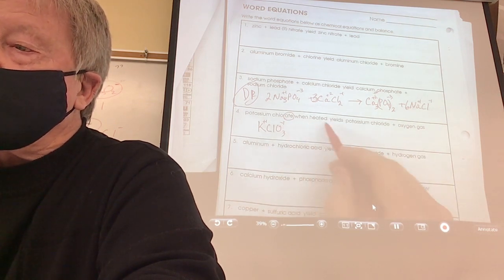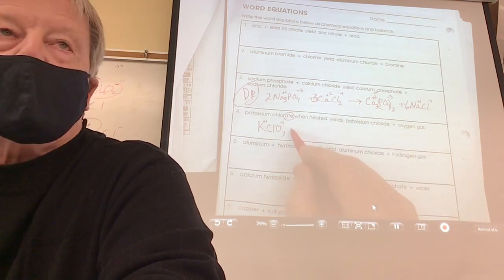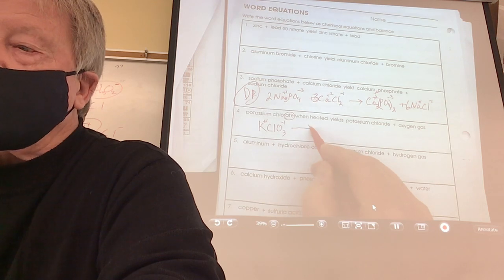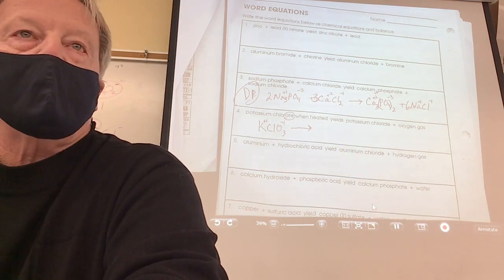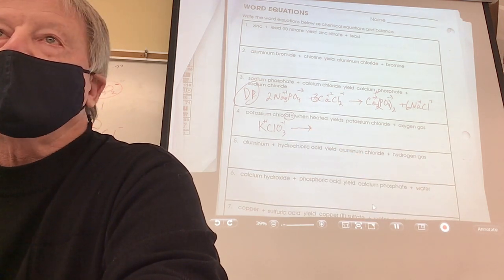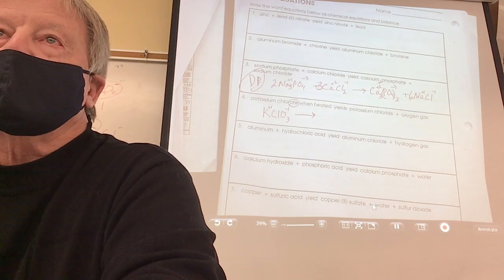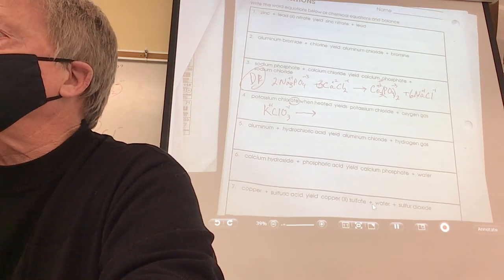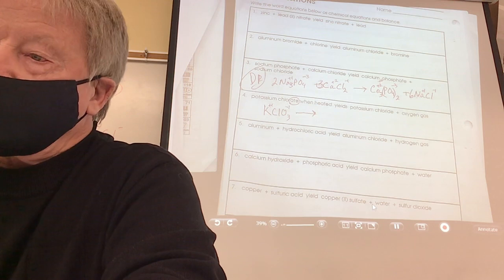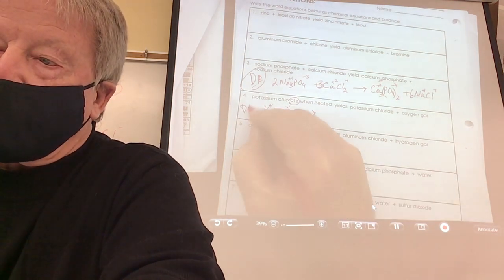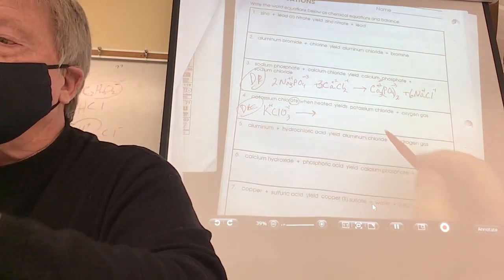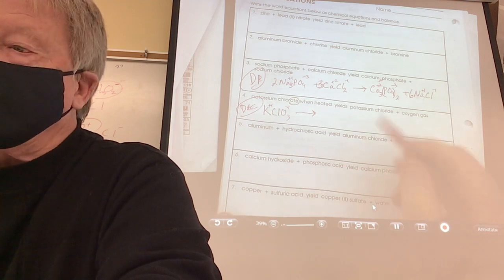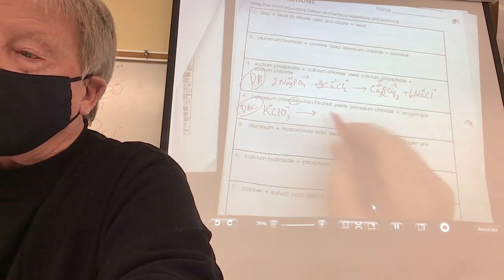Oh, when heated, yields. Wait a minute. There's only 1 reactant. How would you classify this one? There's only 1 reactant. We just talked about that on the quiz. There's only 1 reactant. How would you classify it? Decomposition, isn't it? Okay, so it's decomposing into what? Mass, you haven't talked yet. Potassium chloride. Help me out.